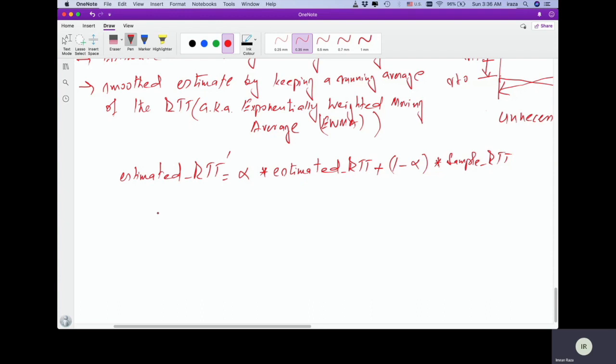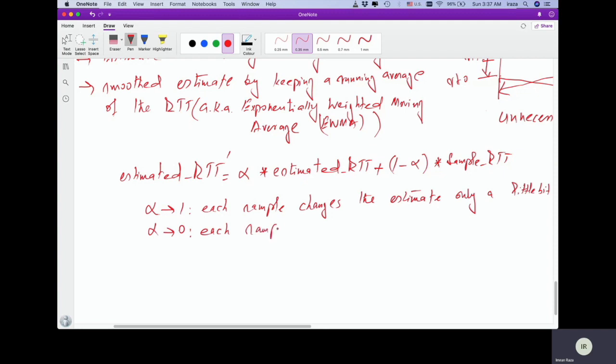By the way, this alpha is a weight here, right? So if this alpha is, let's assume 1, what does this mean? This means each sample RTT changes the estimate only a little bit. Okay, but what if the value of this alpha is 0? What do you think? What will happen? Yes, you're right. So this means each sample influences the estimate heavily.